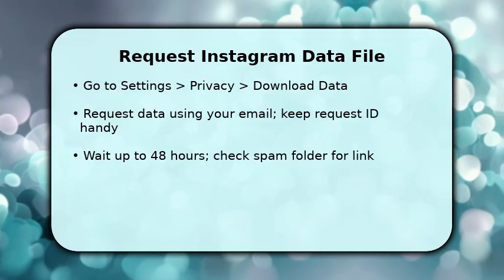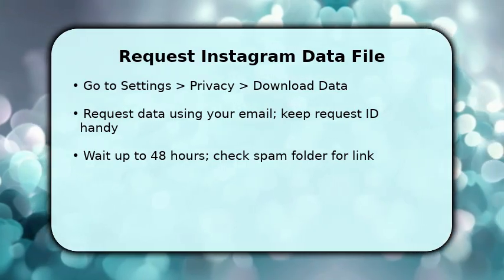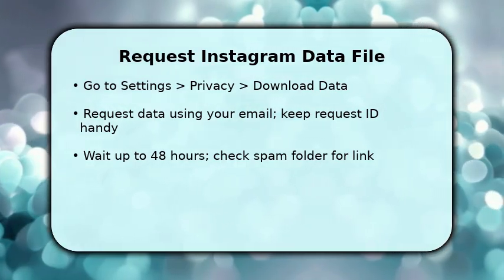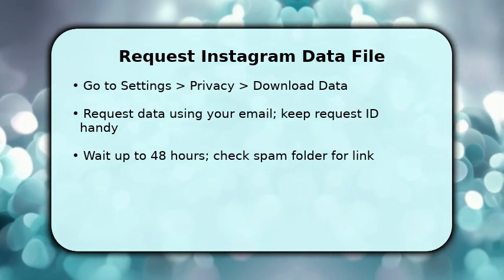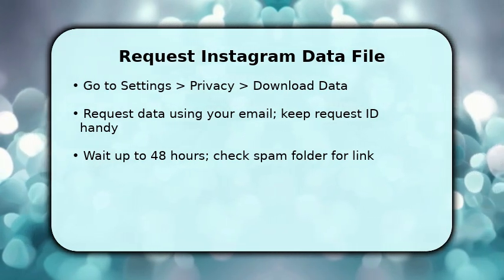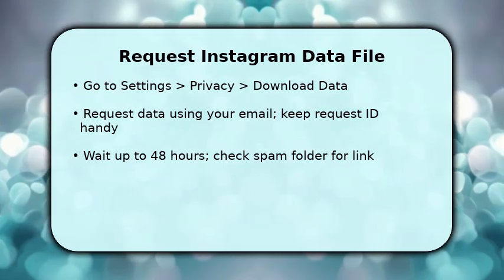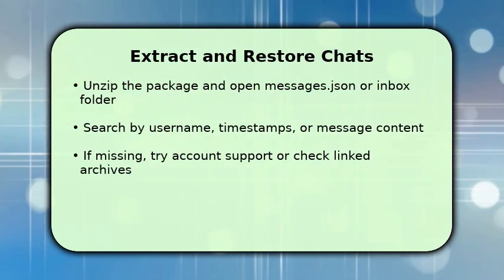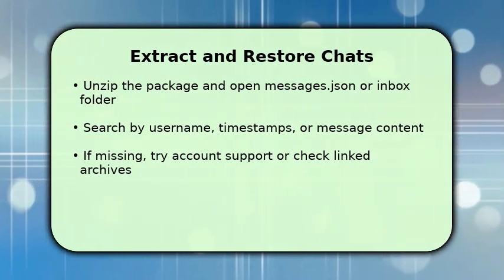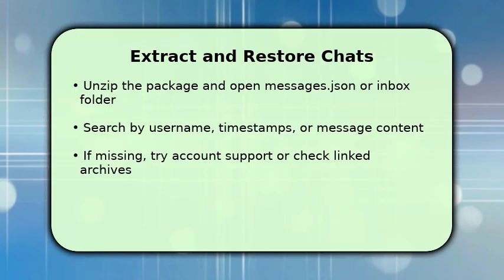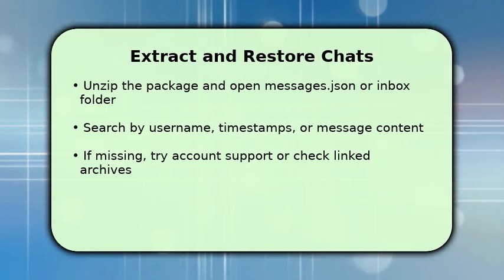Once the email arrives, download the ZIP to a trusted device. Be patient. Processing can take hours to 48 hours, so do not repeat the request immediately. You finish by extracting the downloaded ZIP and locating messages.JSON or the inbox folder. This contains conversation threads in readable form.